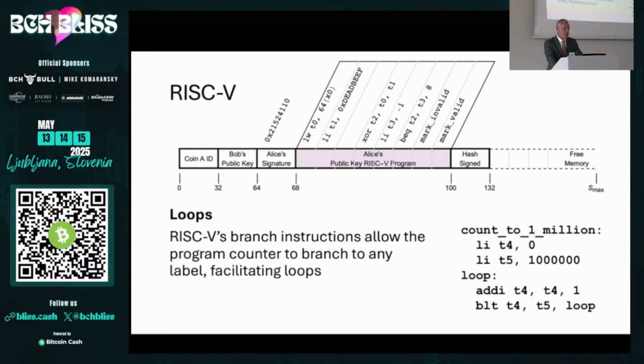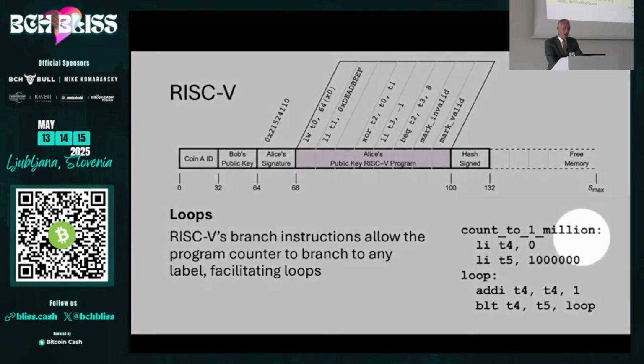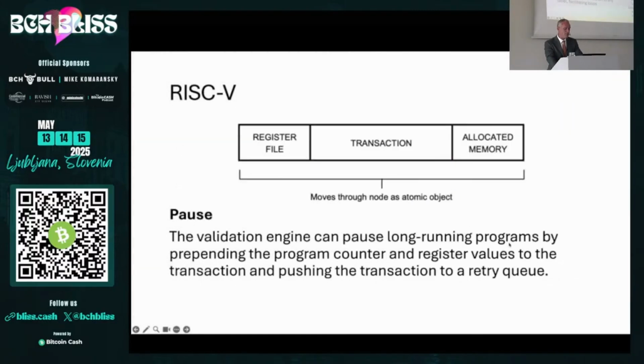RISC-V is Turing complete, so it does loops. So here's a simple example of counting to 1,000,000 in RISC-V. Because it can do loops, there's the halting problem. We don't know in general whether a program will ever stop. So we need a way to resolve that.